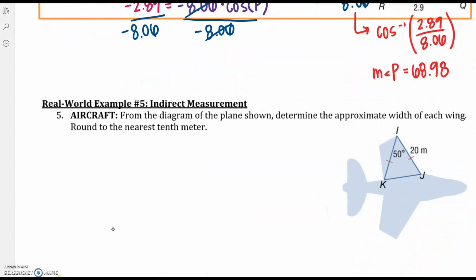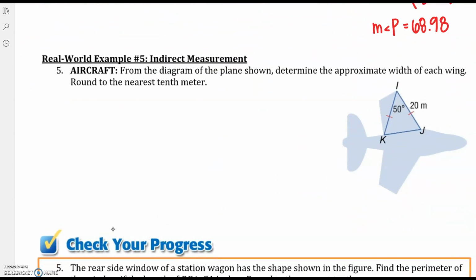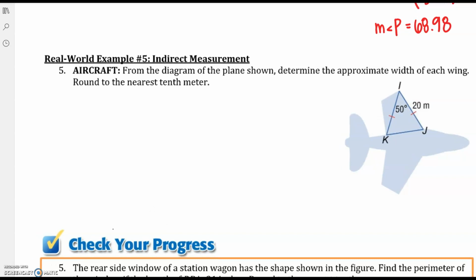All right, let's try some real world problems, just a couple. We'll try one, and then we'll do a solve the triangle problem. So from the diagram of the plane shown, determine the approximate width of each wing. So I need to find KJ, round to the nearest tenth. All right, so I know that these two sides are congruent, which also means angle K and angle J are congruent too. So I could put 20 over here, and this will be called X.